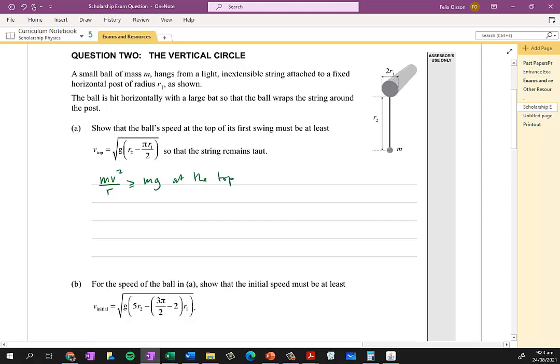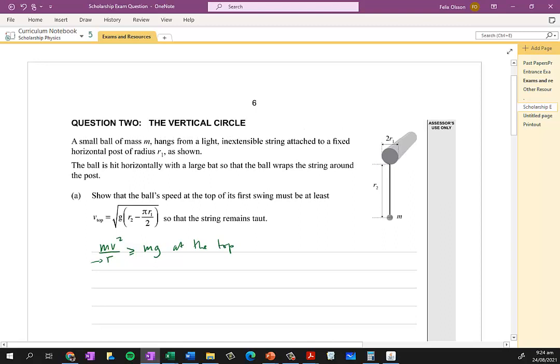but in this case r at the top is not the length of the string, it's the length of the string minus whatever's been wrapped around the post, because when it's at the top, if you look here, the string is going to have wrapped around and it's going to be like this. So the point that is pivoting around is this point, which is a quarter of the way around this cylindrical post.